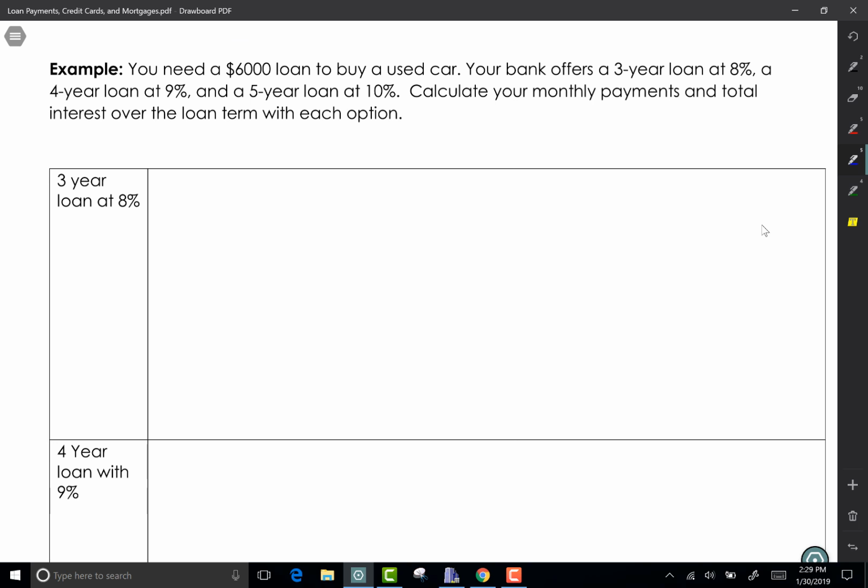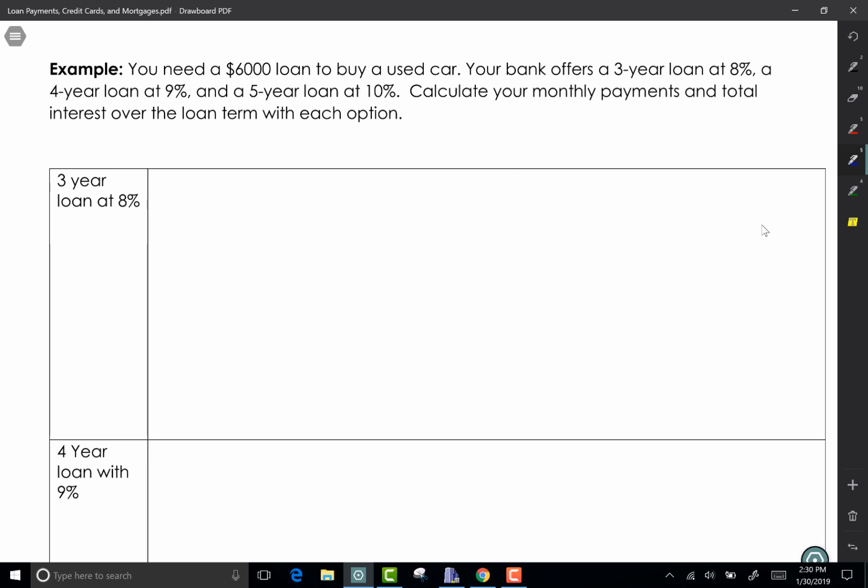Okay, so it says we're going to take out a loan for $6,000 to buy a car. And there's 3 different loans that the bank offers. We have a 3-year loan at 8%, a 4-year loan at 9%, and a 5-year loan at 10%. We're going to calculate the monthly payments and total interest over the loan term with each option.